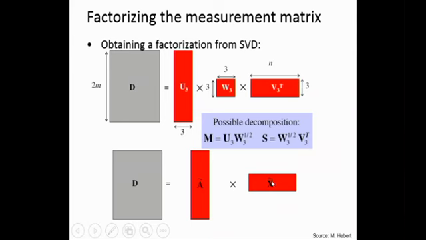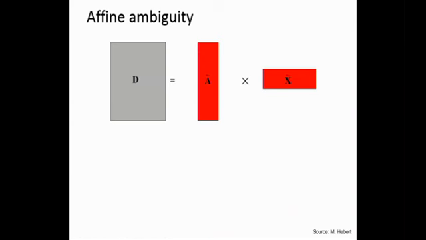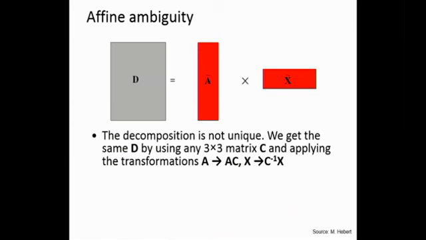But there's an ambiguity here. The decomposition isn't unique. I could get the same matrix D if I post-multiply my A tilde by some C and then pre-multiply X by C inverse. If I substitute AC for A and C inverse X for X, then it will still equal D. But then my A and my X would be different. So we need to resolve that ambiguity. In order to resolve that ambiguity, we need some additional constraints.